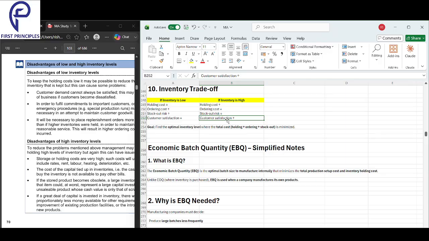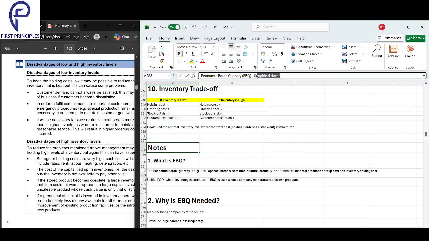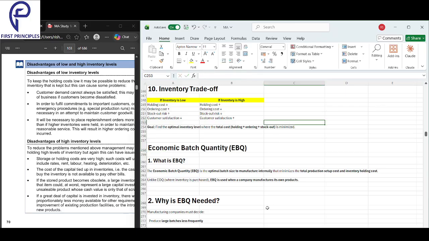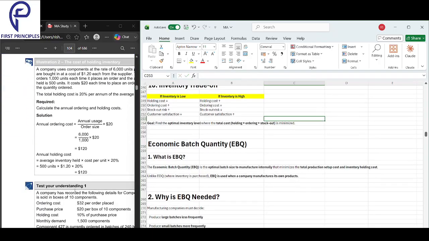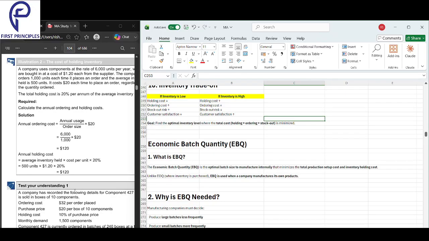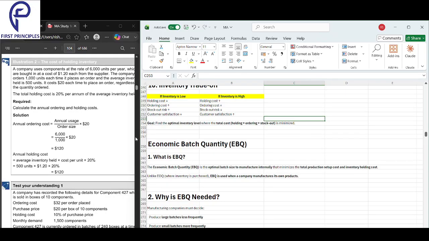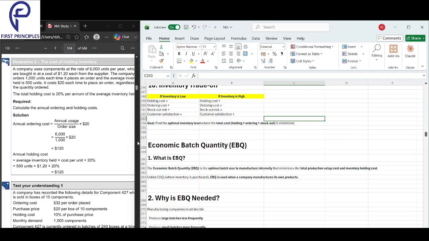So low inventory has its own problems, and high inventory also has its own problems. Both have issues, and you have to try to find an optimal inventory level, not too much, not too little. An optimal inventory level will help you a lot in the long run.